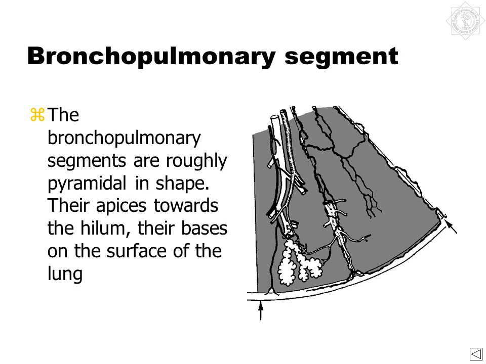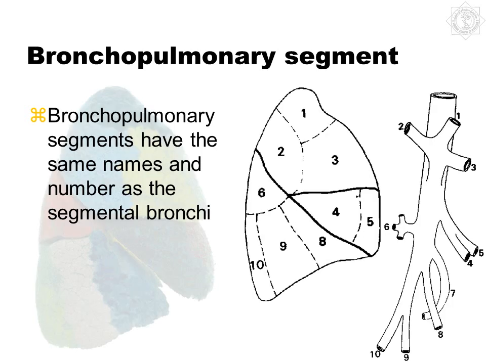This is what we call the bronchopulmonary segment. They are roughly pyramidal in shape, with their apices toward the hilum and their bases on the surface of the lung. The bronchopulmonary segments have the same name and number as the segmental bronchi.